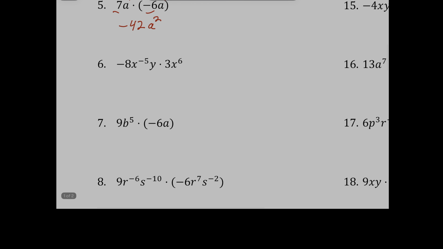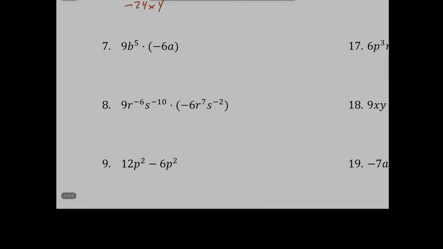Number 6, a -8 times 3 is a -24. I'm going to add my x's. Look, I have a -5 and a +6. That's just x to the 1, or I just leave it. Okay, I don't need to write the 1. It's assumed to be a 1.